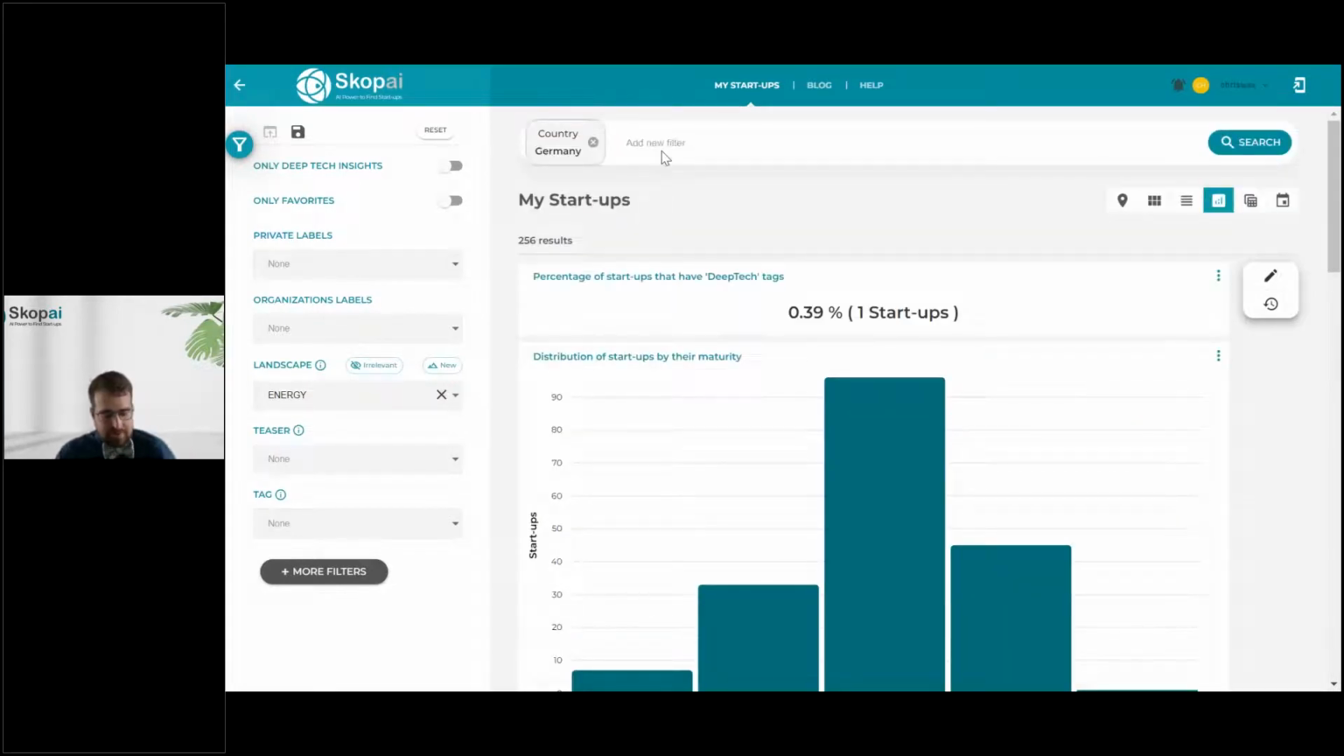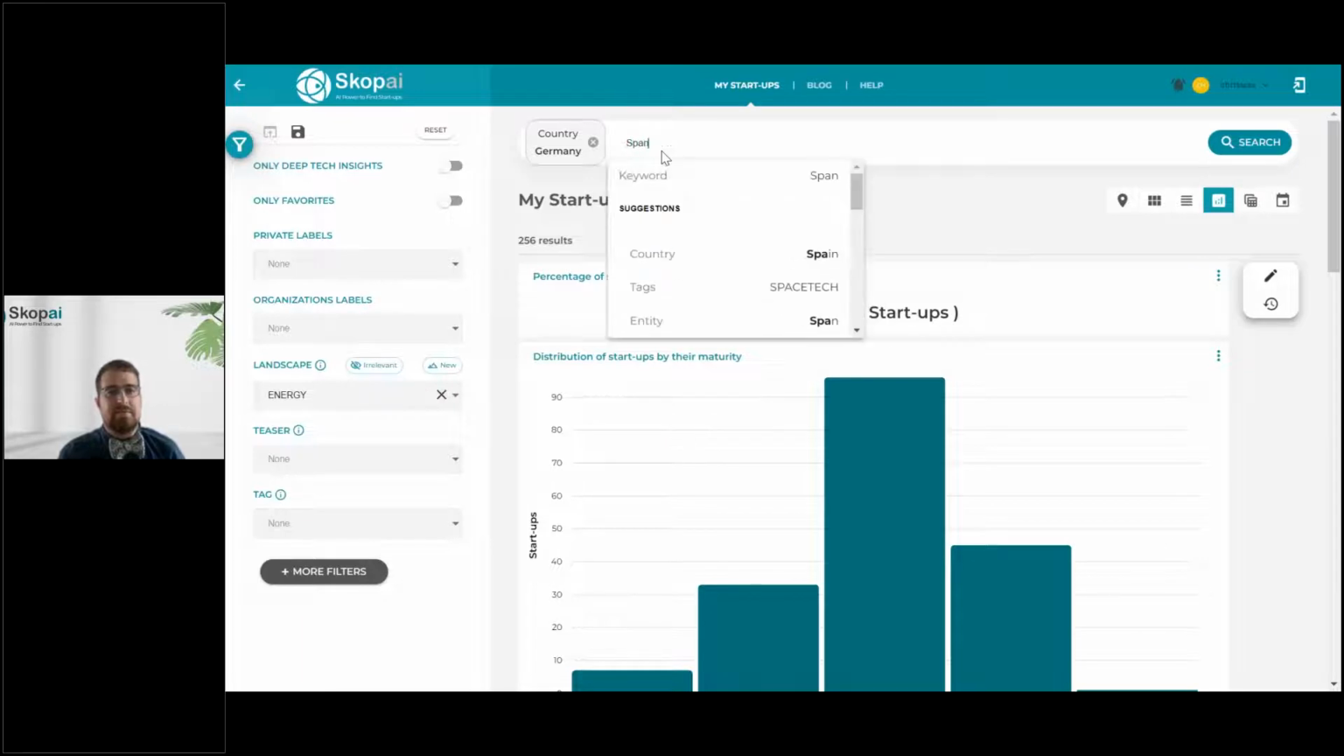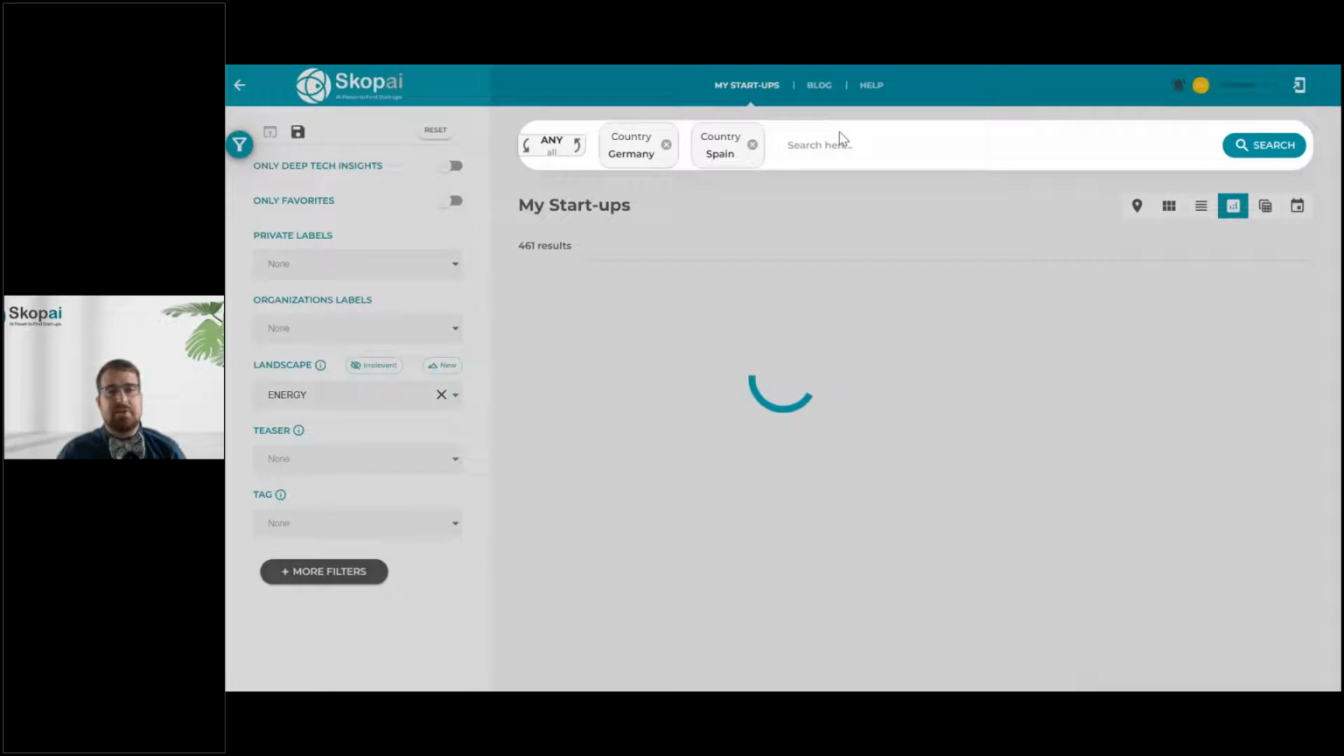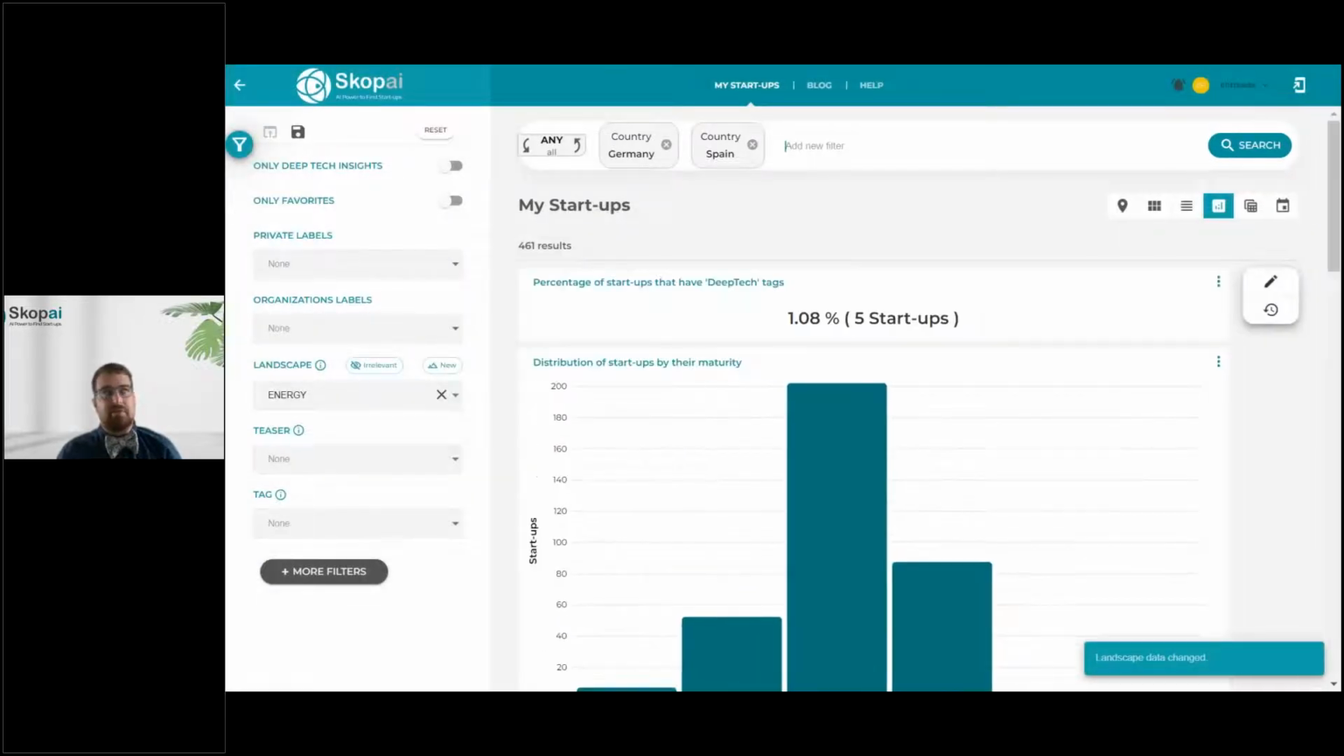And we can also go ahead and add a few other filters as well. So we have Germany. Maybe we want to see what's going on in Spain. So we can add country, and this will allow us to search a number of countries. Specifically, we're interested in Germany, Spain, and let's do the United Kingdom.